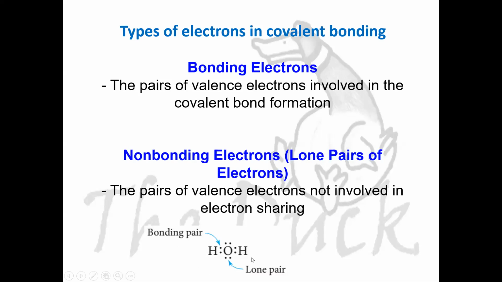So let's look at our example of water. Remember, for water, the hydrogen has its own duplet, the other hydrogen has a duplet, and the oxygen must have an octet. So you see 8 electrons surrounding the oxygen. The 2 electrons that are involved in bonding are these 2 electrons. This is a pair of bonding electrons, and these other 2 are another pair of bonding electrons. The bonding electrons are the electrons that are involved in bond formation.